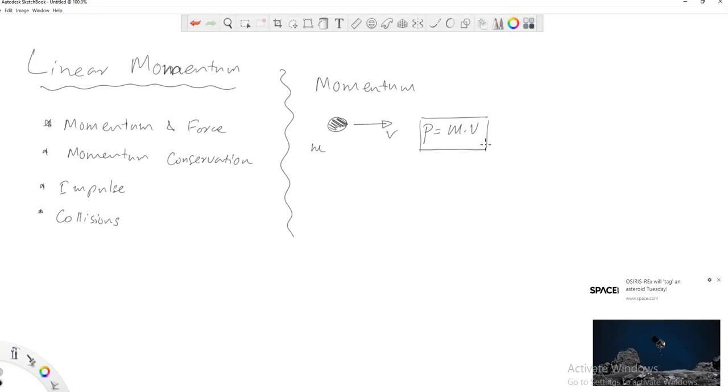A couple of things to remember. Momentum is a vector. So momentum has a magnitude and direction. So we have to say this much momentum in the x direction or this much momentum in the y direction, like that. Now, mass is in kilograms and velocity is in meters per second, so momentum, being mass times velocity, is measured in kilograms meters per second. This is the unit of momentum.